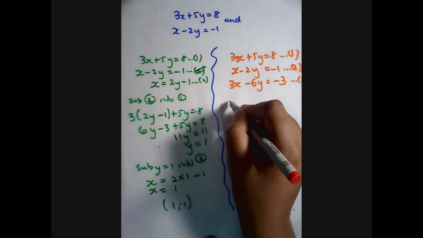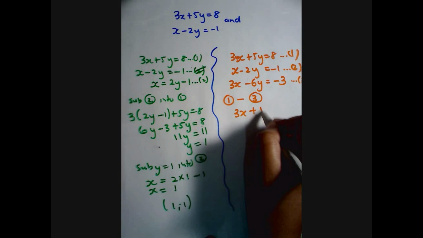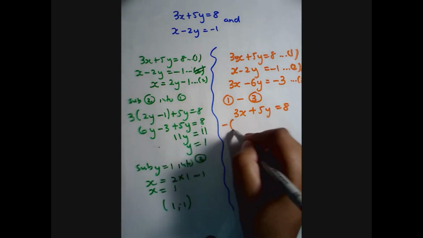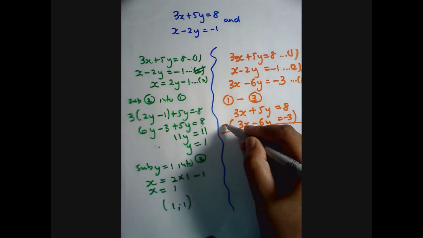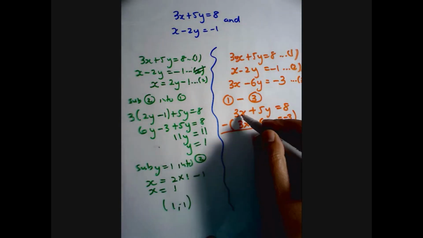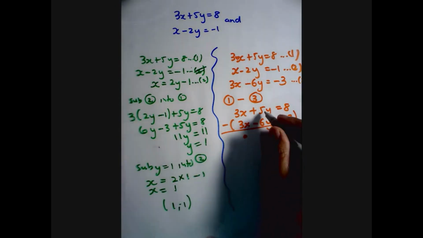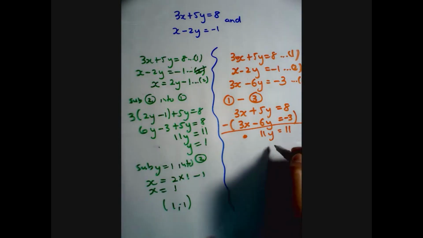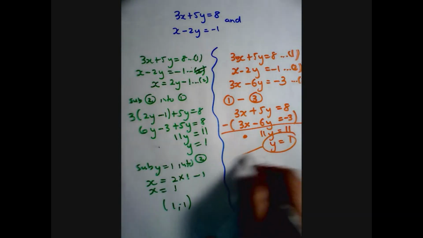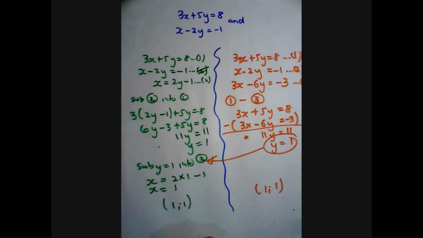Then I'm going to say 1 minus 3. So 3x plus 5y is equal to 8, minus, open brackets, 3x minus 6y is equal to minus 3. Now when it's a minus sign, all the signs on the inside change, okay? So here 3x minus 3x is 0. 5y minus a minus 6y is positive 6, so 5 plus 6 is 11y. Negative and negative is positive, so 8 plus 3 is 11, therefore y is equal to 1. If I did the same thing here and substituted into one of the equations, I would still have gotten the coordinates 1 and 1. Alright, I hope you understood that. That's last year's work. Now we're going to move on to this year's work.